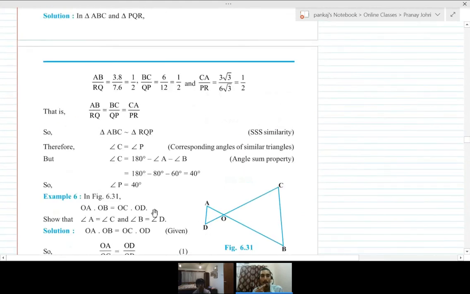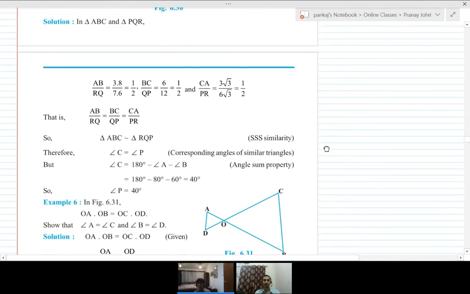Go ahead with the sixth. Okay. Figure 6.31. OA. What does that dot represent? Multiplication. OA into OB is equal to OC into OD. So that angle A is equal to angle C and angle B is equal to angle D.